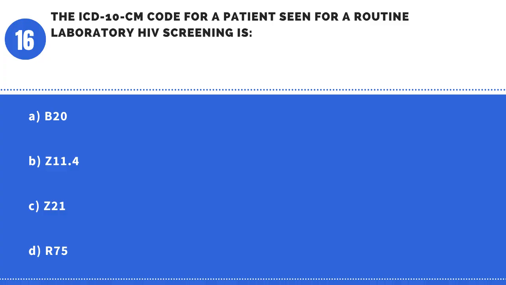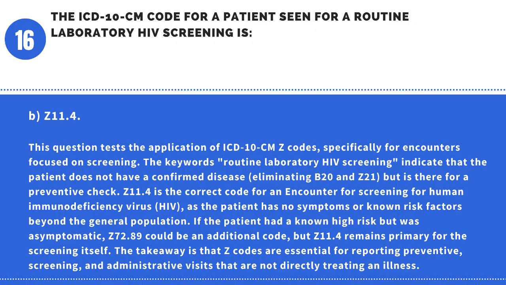Question 16. The ICD-10-CM code for a patient seen for a routine laboratory HIV screening is A. V20, B. Z11.4, C. Z21, D. R75. Answer B. Z11.4. This question tests the application of ICD-10-CM Z codes, specifically for encounters focused on screening.